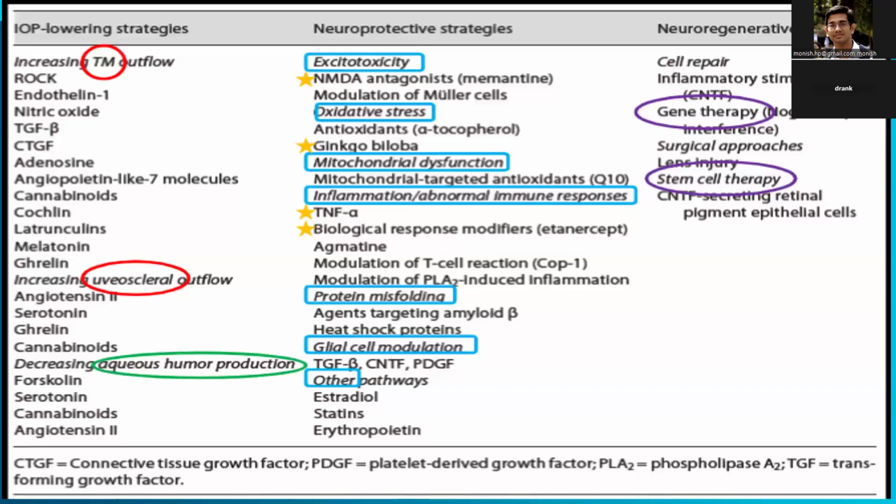This is a brief summary of the various strategies to decrease IOP. We have already discussed increasing TM outflow, increasing uveoscleral outflow, and decreasing production. Other ones are new in the market and under research. They have not been approved and are still under trials. The others are the neuroprotective or neurodegenerative strategies. These are agents which are still under research.